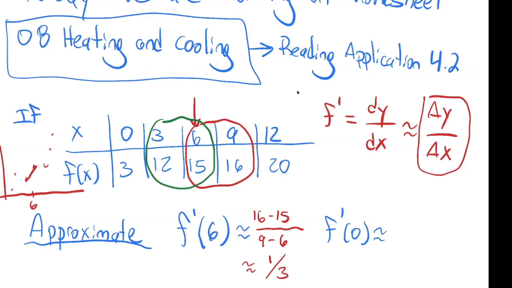And for that calculation, you would have 15 minus 12, and the change in x is 3 again. So this one would come out to be approximately 1. So I know that just prior to x equals 6, the slope is about 1. Just after x equals 6, the slope is about 1/3. So using both of these bits of information, we can say that the derivative at 6 is going to be somewhere between 1 and 1/3. And we typically pick the midpoint between those two, which would be 2/3 here.